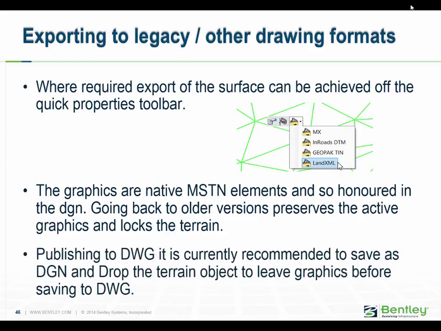When we're publishing to a DWG, we currently recommend to save as DGN and drop the terrain object, leaving the graphics before you publish out to a DWG. So basically, just to reiterate, take a copy of that DGN, save it as a native MicroStation entity and drop it. And then the graphics are left that you can then save to the DWG.